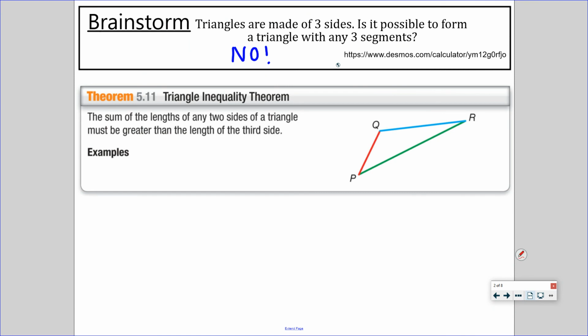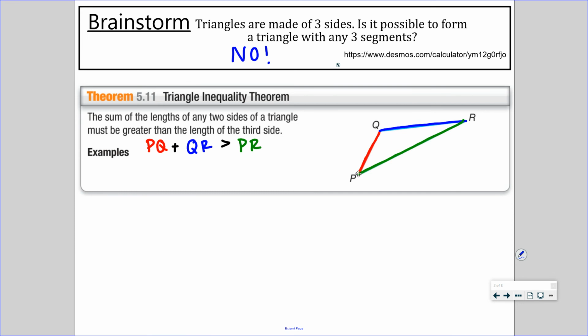Okay, so looking at my picture here, I have these 3 sides. I've got PQ, I'm going to use red for that. I've got QR, I'm going to use blue for that. And I have PR, which I'm going to use green. So what this theorem says is that as long as you add any 2 sides, I'm going to start with PQ and QR, and as long as their sum, meaning add, is greater, here's where the inequality comes into play, is greater than the 3rd side, which in this case would be PR, then it's going to form a triangle.